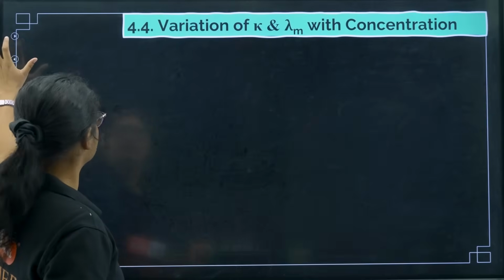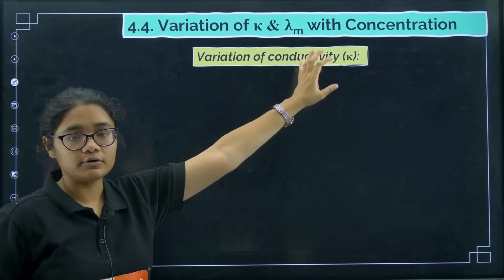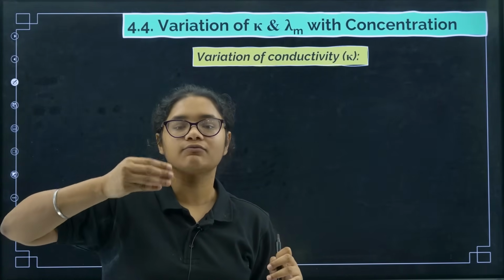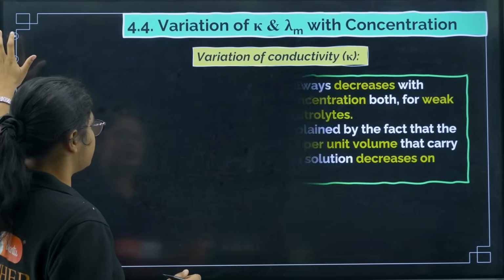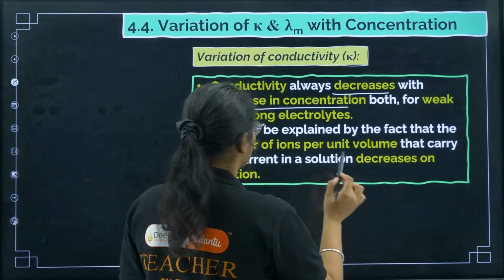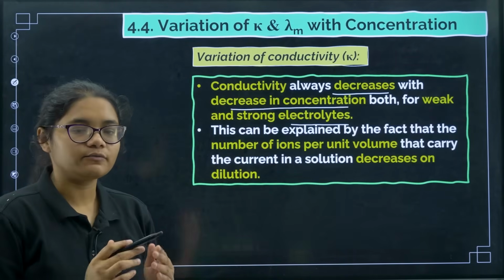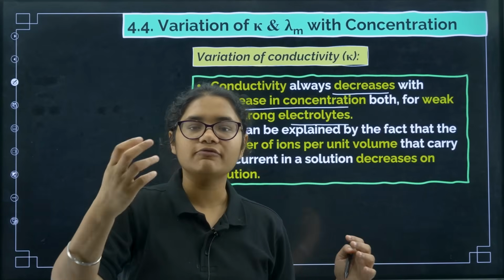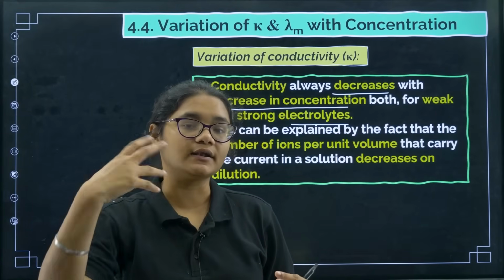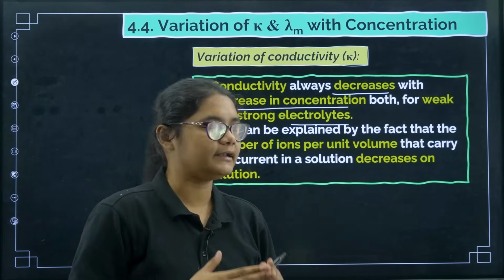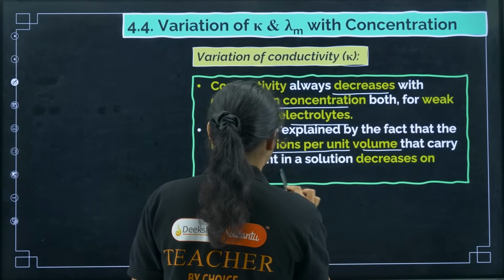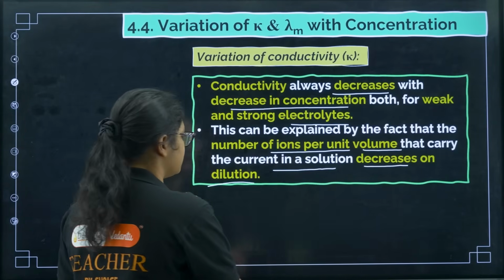Next, talking about the kappa value. Kappa is conductivity per unit volume. Conductivity always decreases with the decrease in concentration, for both weak and strong electrolytes. When you have more volume, the ions will be dispersed, so the number of ions per unit volume will decrease. That is why the conductivity per unit volume will also decrease. This can be explained by the fact that the number of ions per unit volume that carry the current in a solution decreases with dilution.